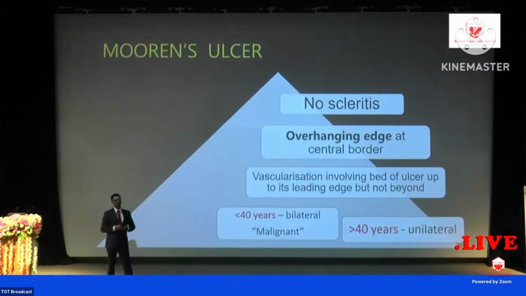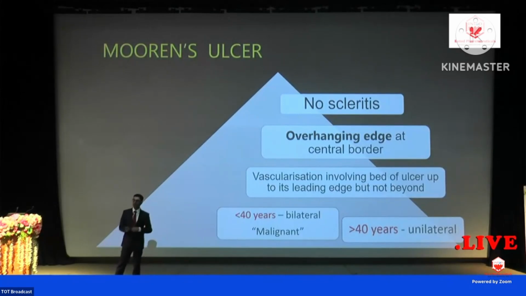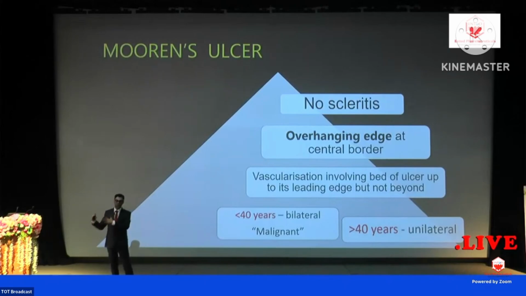There is an entity called Mooren's ulcer, which is a type of PUK. It is a diagnosis of exclusion, but it has certain distinguishing features, namely the absence of scleritis and the presence of an overhanging edge towards the central border. It has been classified typically as younger individuals, bilateral presentation, and a more severe or malignant course, and elderly individuals with a unilateral presentation and a less indolent course. But remember that this classification is a biased one because it has been found that 43% of elderly Mooren's actually have a bilateral presentation.